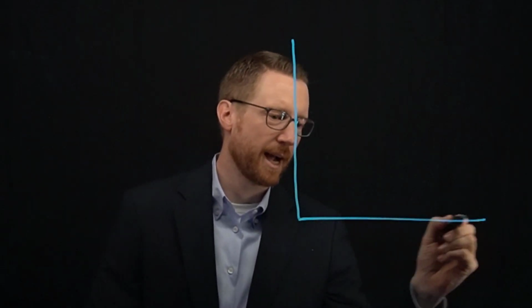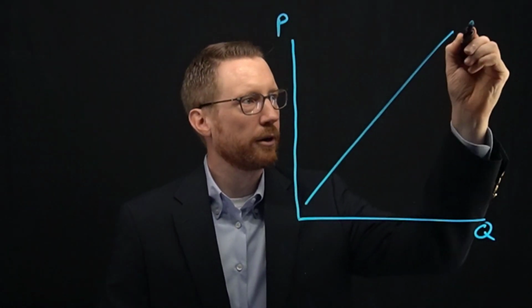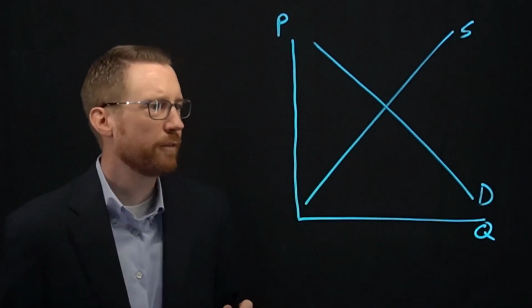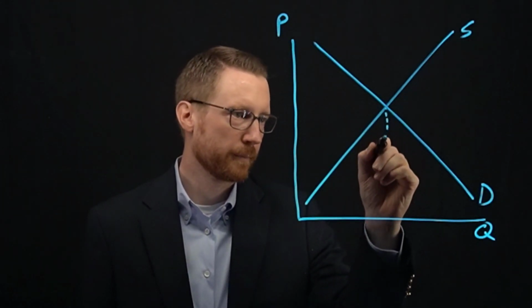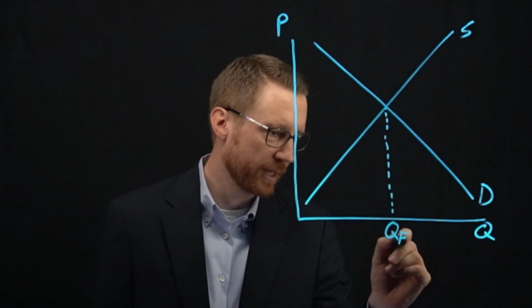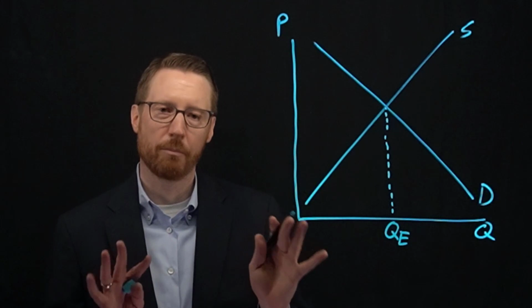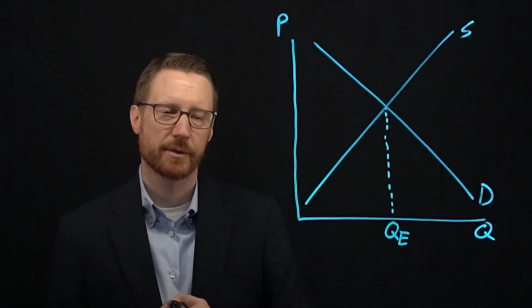So to do that, we want to set up a supply and demand diagram. Quantity, price, throw in your upward sloping supply curve, throw in a downward sloping demand curve, and let's label in our initial quantity. So without a tax, we're going to call this quantity Q sub E. Don't worry about price. We're much more focused on quantity when we're thinking about deadweight loss.